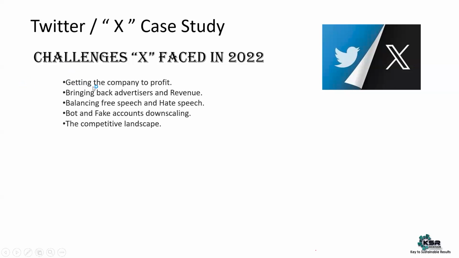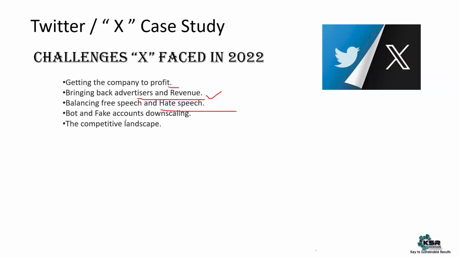What are the challenges? Getting the company to profit. This was one of the biggest challenges. Bringing back advertisers and revenue, because the revenue generated by Twitter was not that great. Use of Twitter was restricted to bot accounts or fake accounts only. Balancing free speech and hate speech.